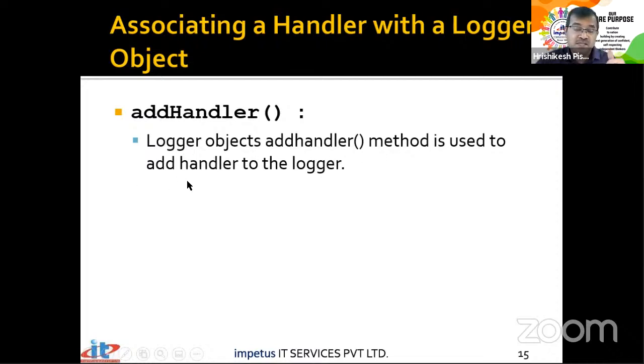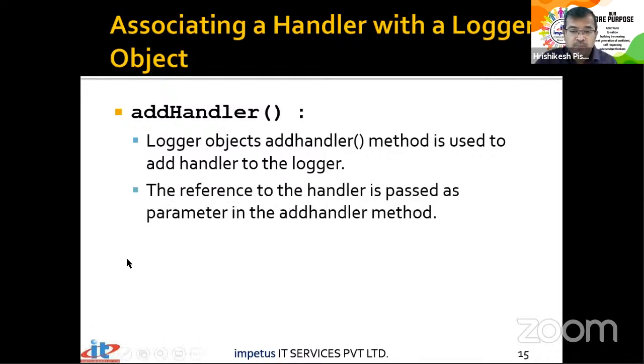First we used a method called getLogger that gave you a logger with a specified name. Now, to create a handler, we have to instantiate an object of one of those five handlers: stream, console, file, socket, or memory. You create an object, and once you create that handler object, you can add it by using addHandler. The reference to the handler is passed as a parameter to the addHandler method.